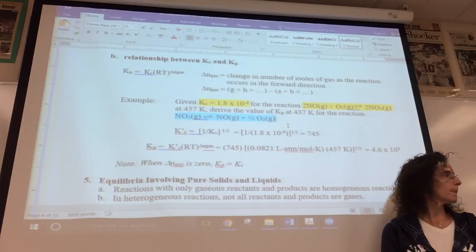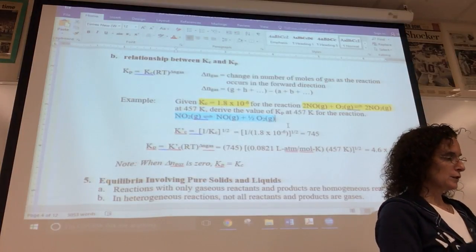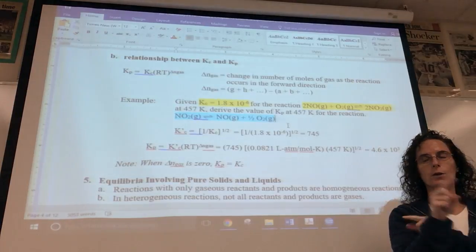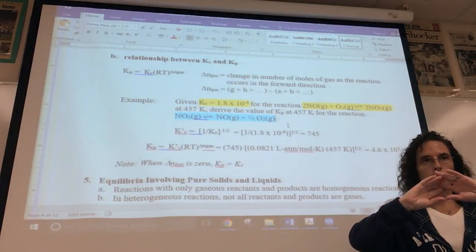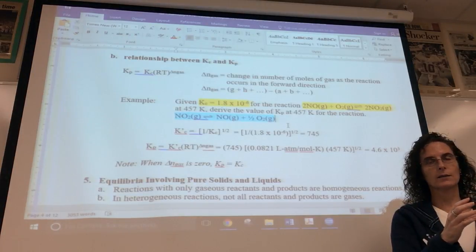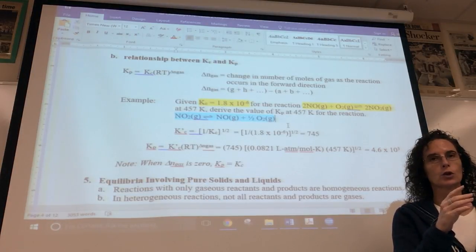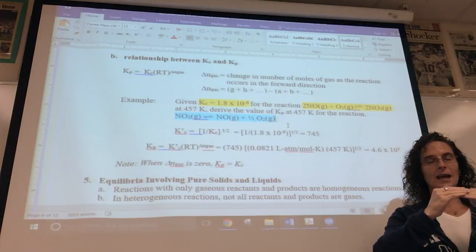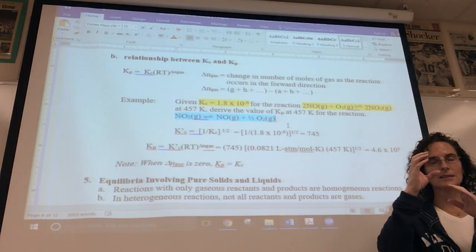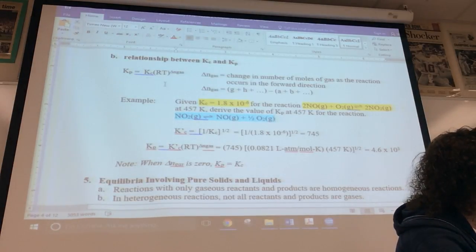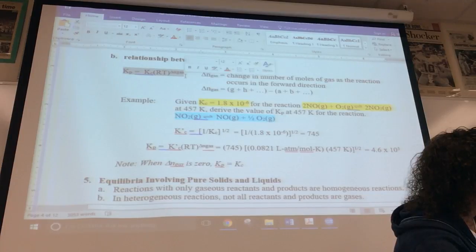Okay? All right. So we've talked about when you change the order, you take the reciprocal of the K. If you multiply the equation by some factor, you then raise its Kc to that factor. And to get the net equation, do you add the Kc's or do you multiply? Multiply. And then the relationship between Kp and Kc is shown.